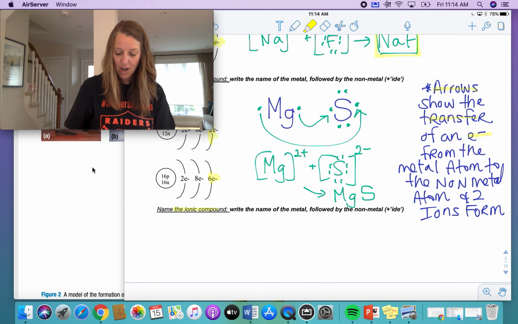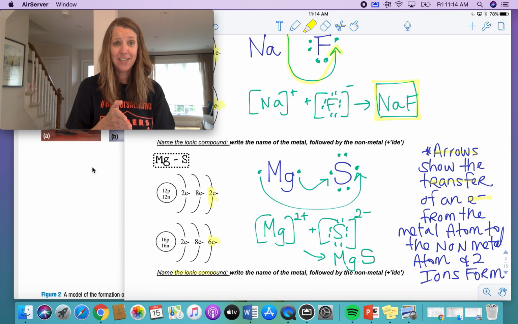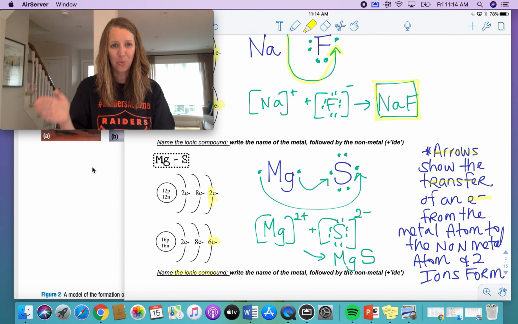How do you name these compounds? They're very easy. You take the name of the metal. It's on the left side of the periodic table. It always comes first. Then you take the name of your non-metal, which is on the right-hand side of the periodic table. Take the ending off and add IDE.